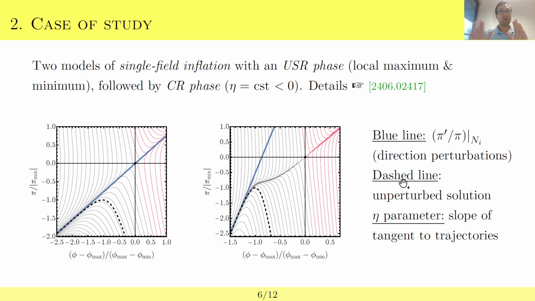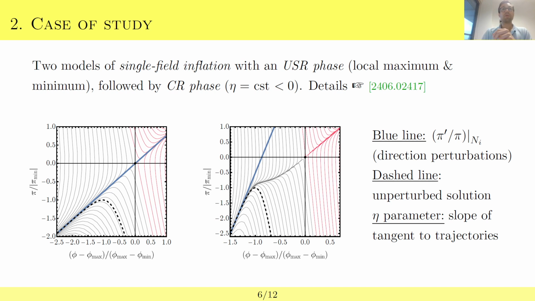Right, so let us now focus on the more particular case of inflation we want to study. We want to study single-field inflation models which feature a phase of ultra-slow roll, achieved by the usual local minimum, local maximum configuration in the potential of the inflaton. This leads to a slowing down of the inflaton, which enhances scalar perturbations and produces a peak in the power spectrum. And this ultra-slow roll phase is typically followed by what we call a constant roll phase, which is a phase in which the second slow-roll parameter is constant but not necessarily small.